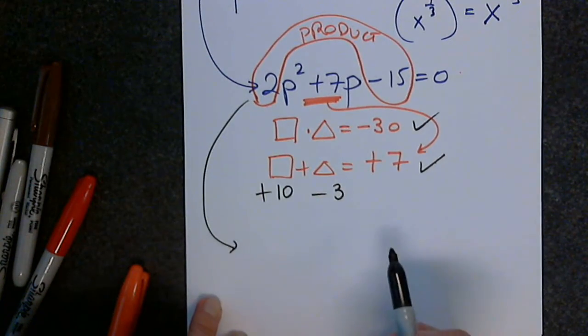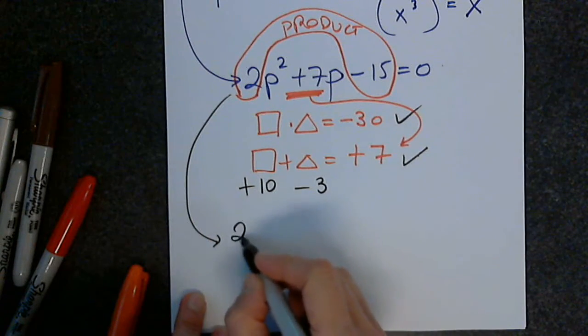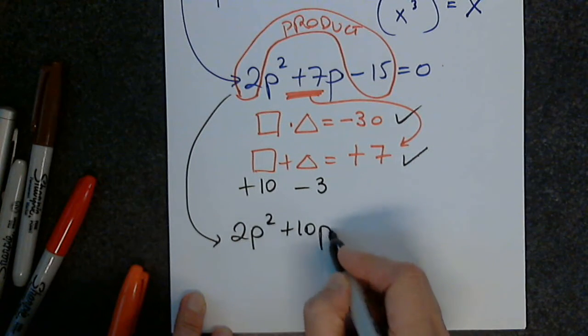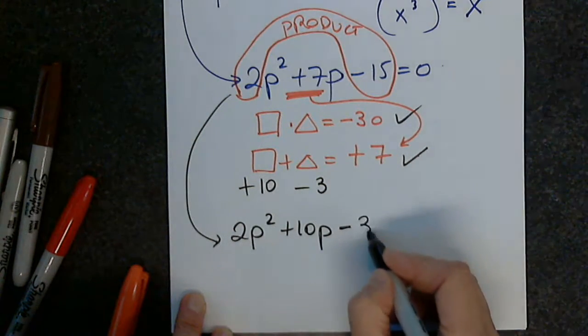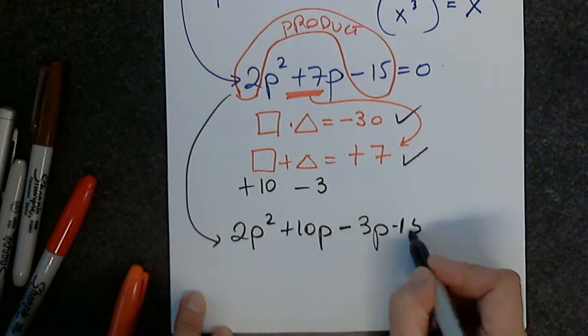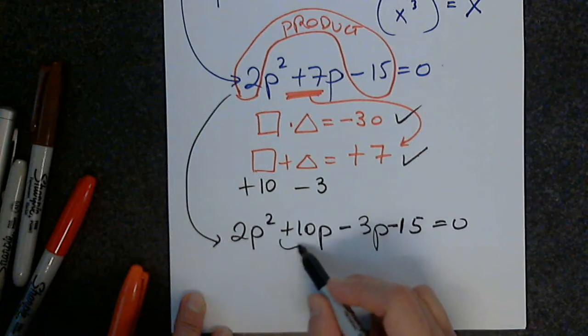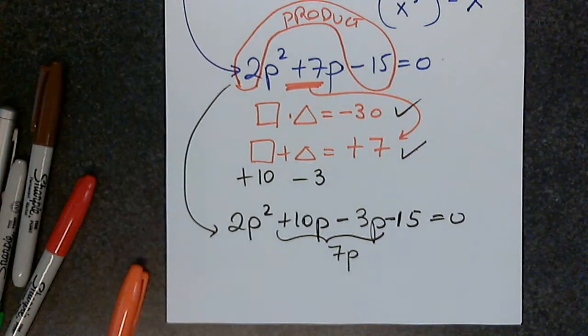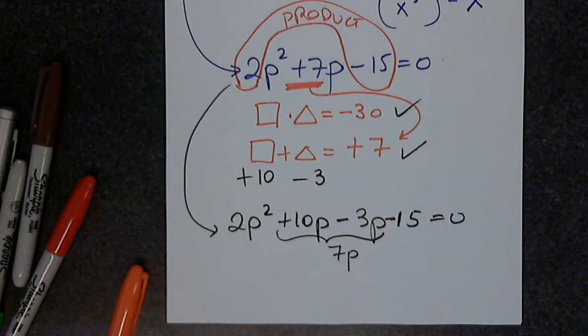Now I change the equation, rewriting 2p squared plus 10p minus 3p minus 15 equals 0. This is still the same 7p from before. I didn't really change the equation, but with the numbers that you gave me, which are correct, these are the only numbers that work here, the only pair of numbers. The sum is this, and the product is that. I replace the 7p by 10p minus 3p.